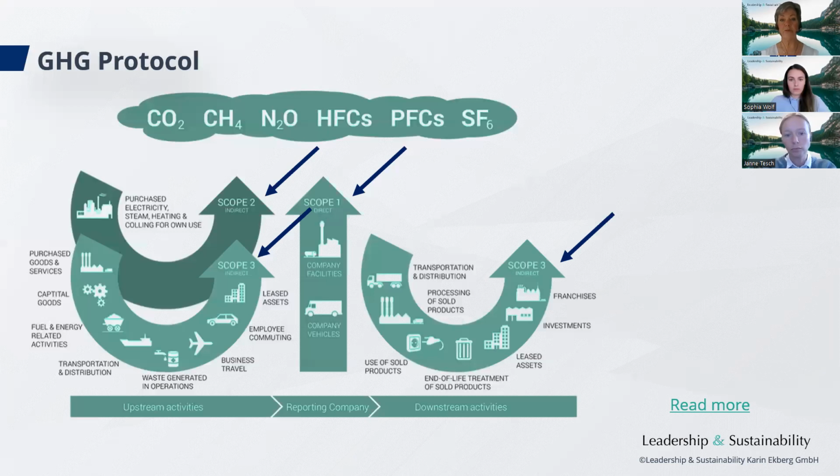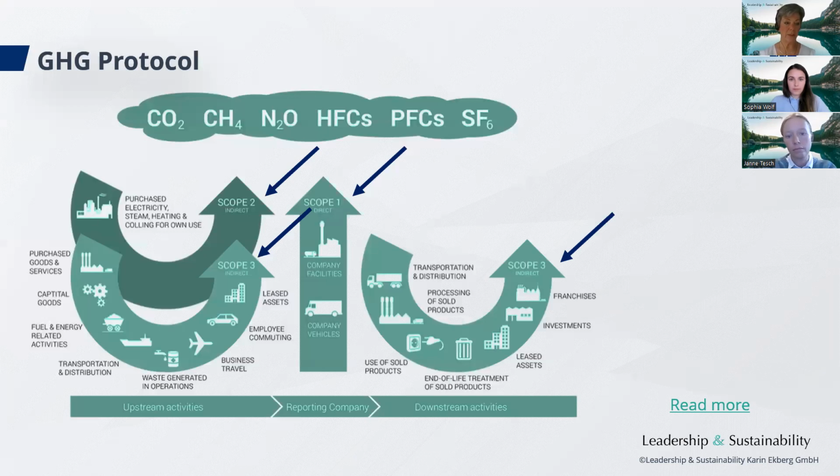The same is true, for example, for steam or for hot water. And so these are Scope 2, the indirect emissions. And finally, we have Scope 3. Those are also indirect emissions, but not included in Scope 2, that occur in the value chain of the reporting company. So both upstream and downstream emissions.